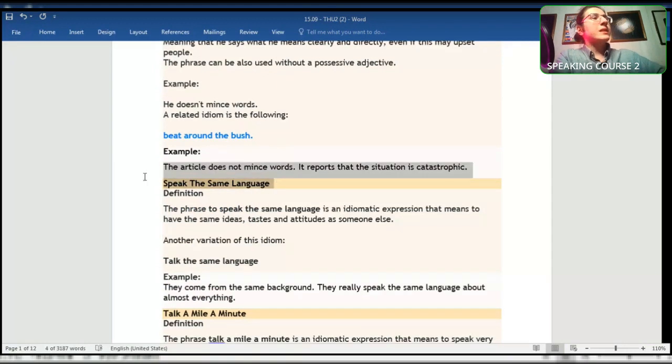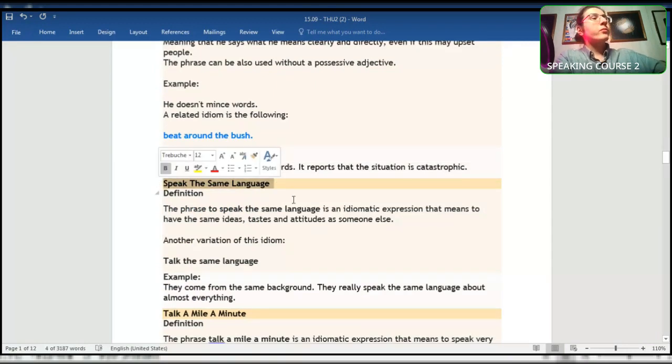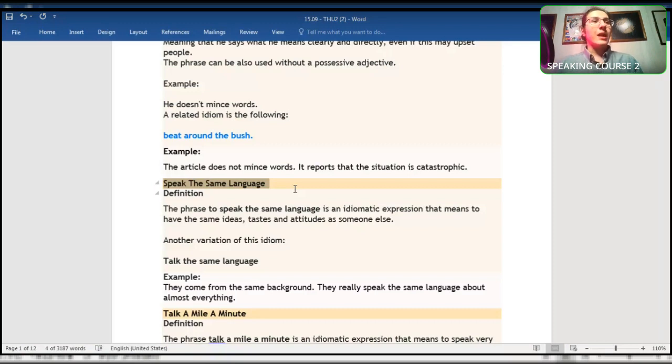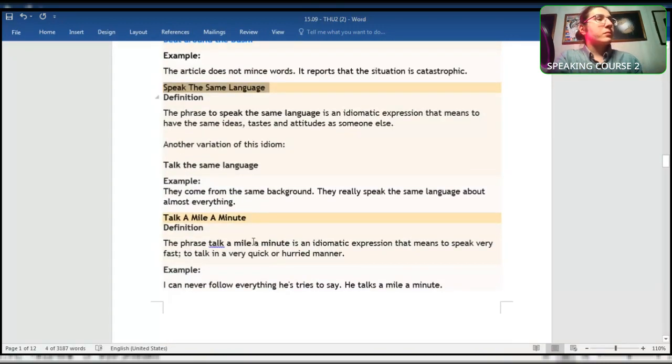Speak the same language. This is a phrase used whenever you are talking about two people who understand each other. Not necessarily about the language, even though that's what it says, but because this is an idiom, an idiomatic expression, it means that two people understand each other. Like they have the same ideas, tastes, attitudes, basically. So whenever two people speak the same language, they understand each other. Simple. I think that makes sense. Let's continue.